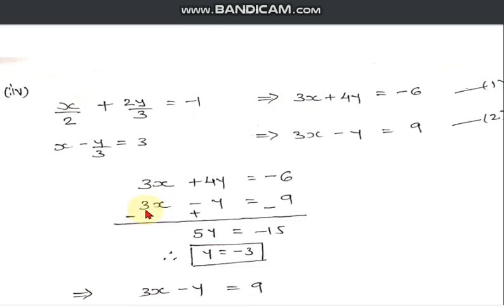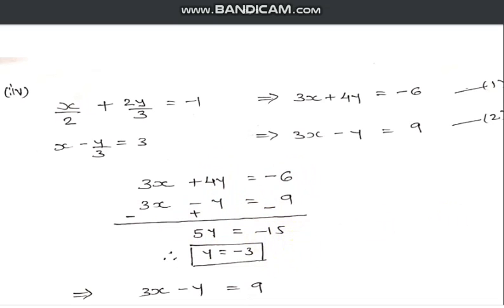So changing the sign, 3x is positive, so we will make it negative. Here y is minus, so it will be plus; 9 is plus, so it will be minus. Basically we are changing the sign because we are subtracting. Now plus 4y plus y will be 5y equals minus 15. Therefore y equals minus 3.